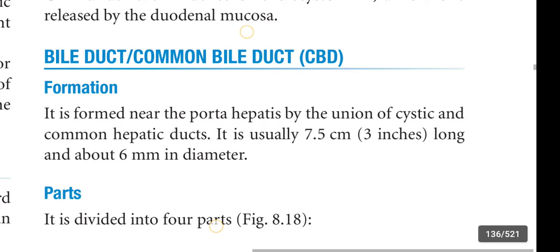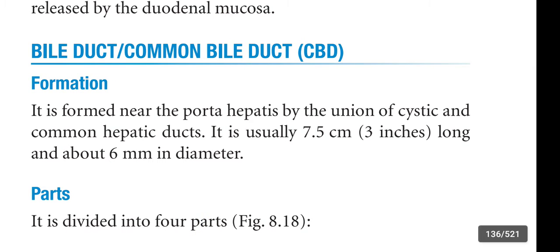Bile duct or common bile duct. First, formation. It is formed near the porta hepatis by union of cystic and common hepatic ducts. It is usually 7.5 centimeters, that means 3 inches long, and about 6 mm in diameter.